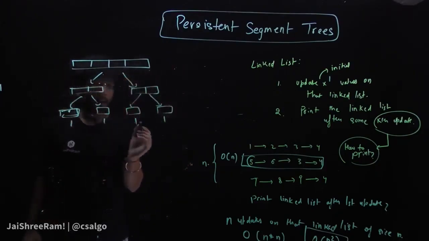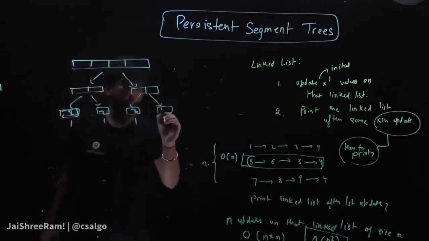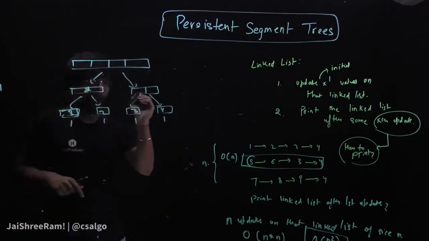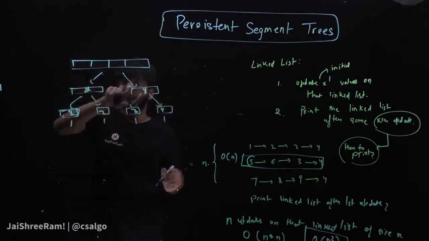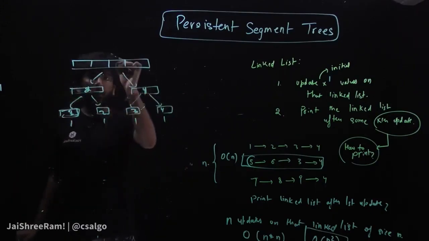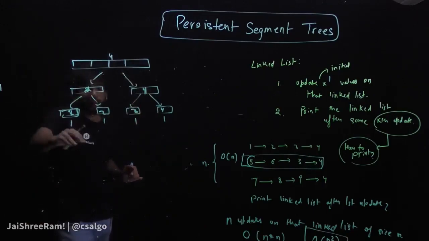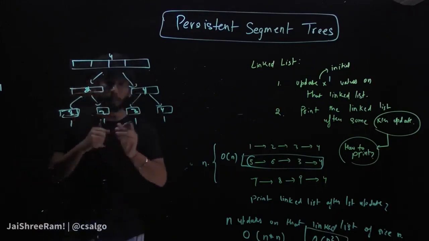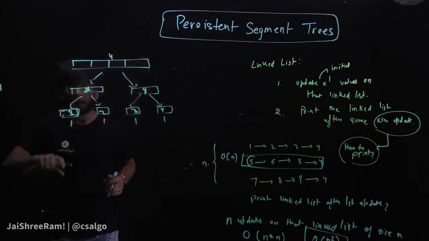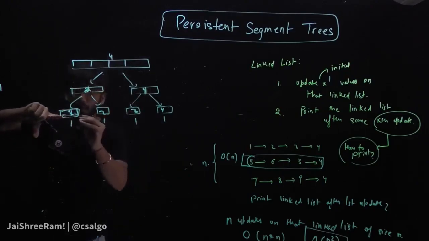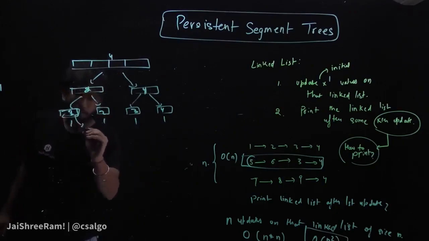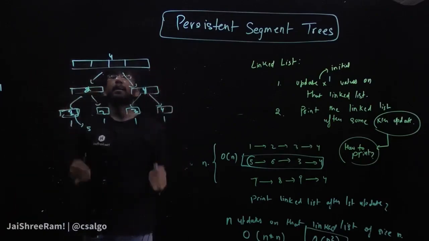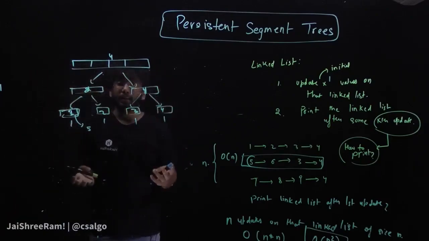So let's assume these were 1, 2, 3, 4, and it was a max segment tree. So the value that would be stored over here is 2. The value stored over here is 4, and the value stored over here is 4. So this is a max segment tree on this array 1, 2, 3, 4, which looks perfectly fine. Now if I want to update some element, let's assume that I need to make this one to be 5. So can you tell me how many nodes in the segment tree would actually change?